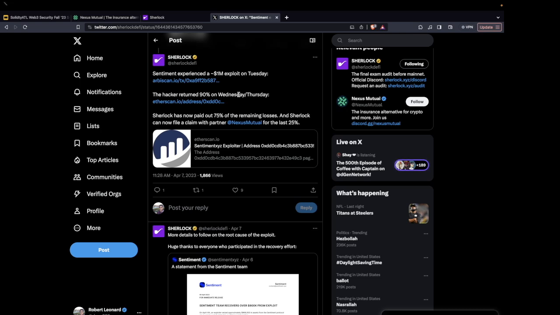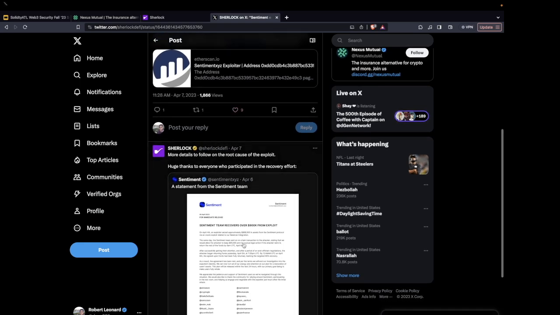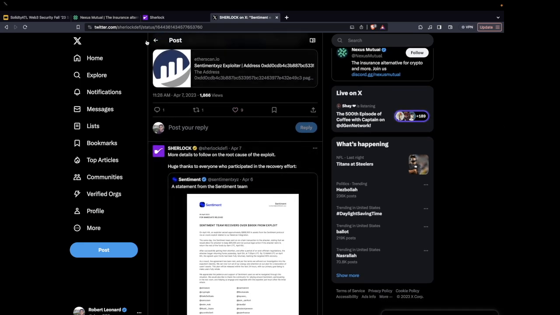Here's an example of them actually paying out from that fund. A protocol that was hacked that had a contest on their platform was hacked for $1 million. The hackers actually returned 90% of it and kept 10% of it. And Sherlock was able to pay out 75% of the remaining losses from their claim. And you can see here what that was.